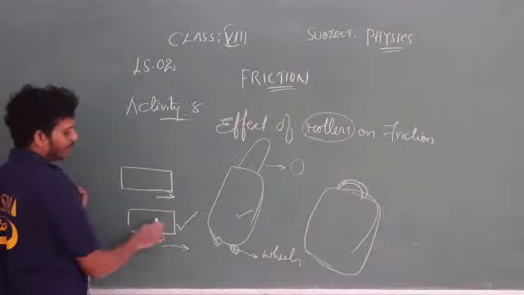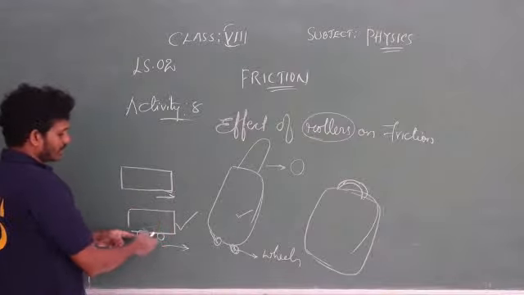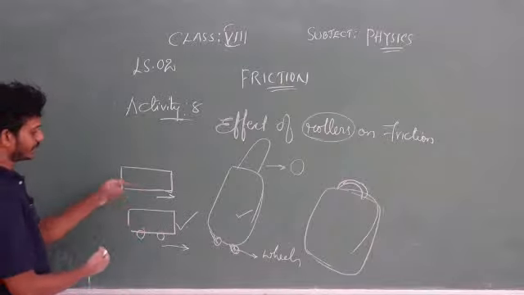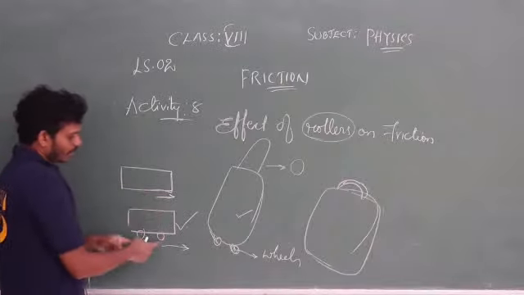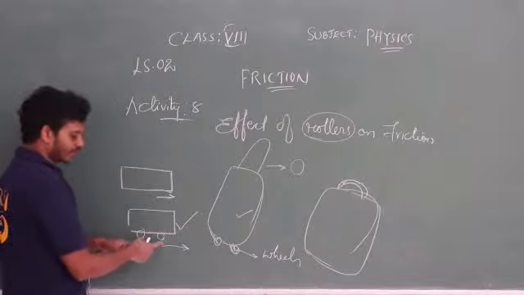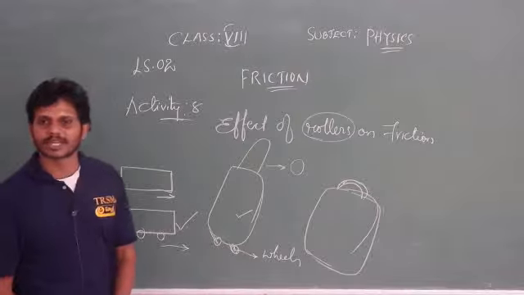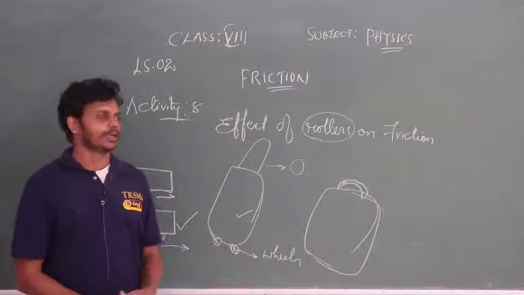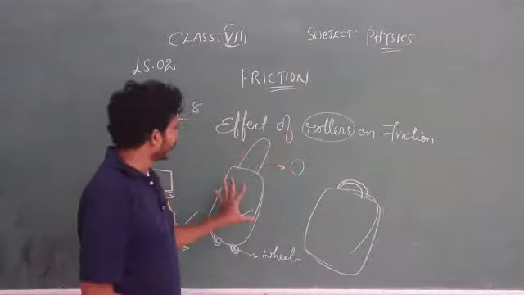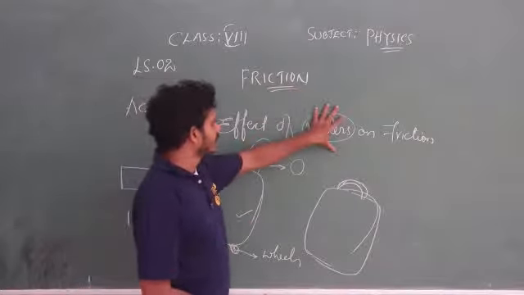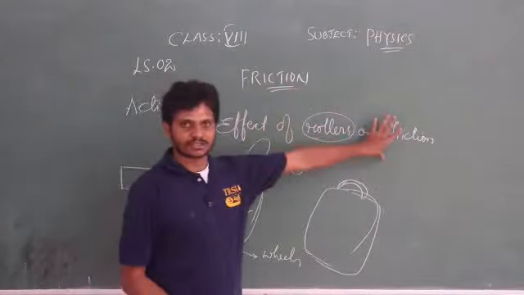This can be dragged or pulled easily because of the contact area. Here wheels are present, here there are no wheels. Contact area is more here, whereas contact area is less there. So contact area is less, friction reduces, and it can be dragged and carried easily. So by this example we can say rollers show effect on friction.